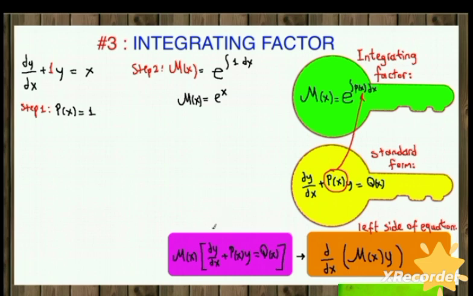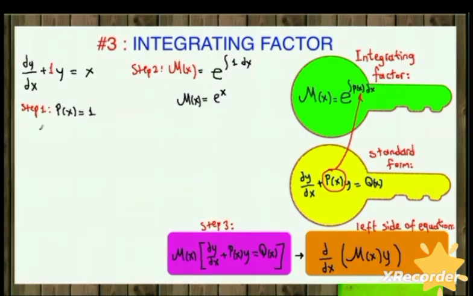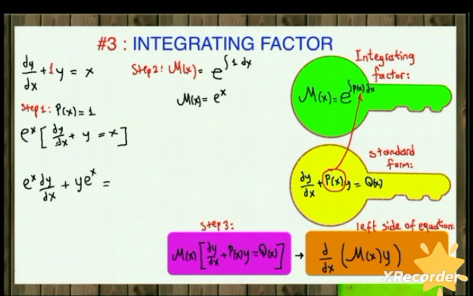Now our step 3. Step 3 is to multiply the whole equation by mu of x. Let's do that. Our integrating factor is e to the x times the original function, dy dx plus y equals x. If we distribute, we get e to the x dy dx plus e to the x y, let's write it y e to the x, equals e to the x times x, let's write it x e to the x.